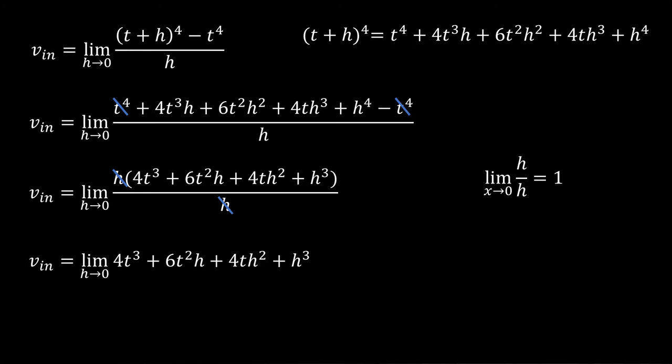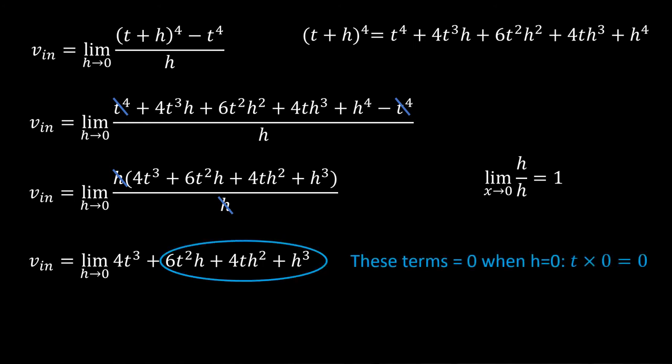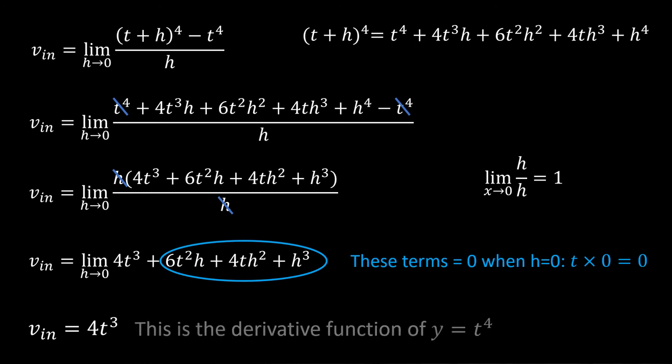However, if we now let h equal 0, we see that all the terms in this equation multiplied by h disappear because 0 times anything equals 0. So we are just left with the equation for the instantaneous velocity equal to 4t cubed. This is the derivative function of y equals t to the fourth power.